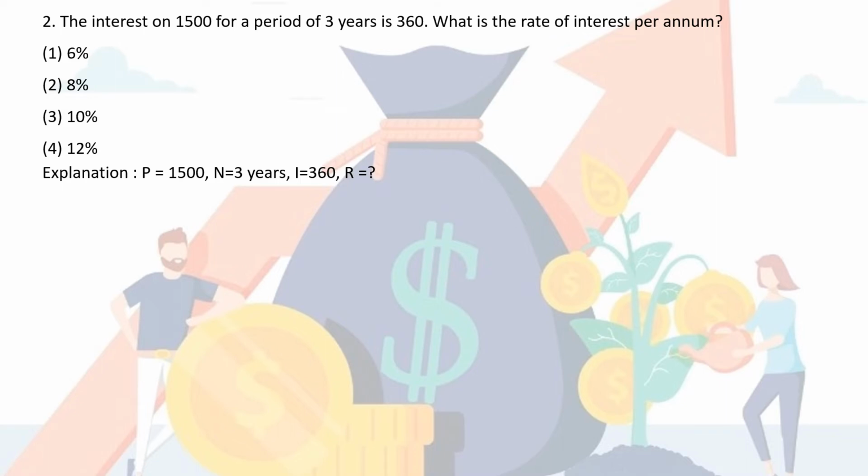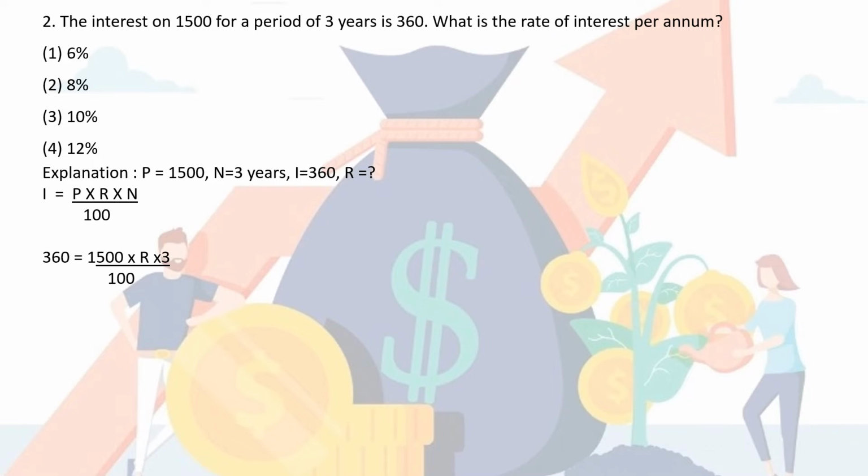You have principal given to you, that is 1500. Number of years are given, so n is given to us, that is 3 years, and interest is also given to you, that is 360 rupees. You have to find the rate of interest. R is equal to how much? Write down the formula. Simple interest is equal to principal into rate of interest into time upon 100.